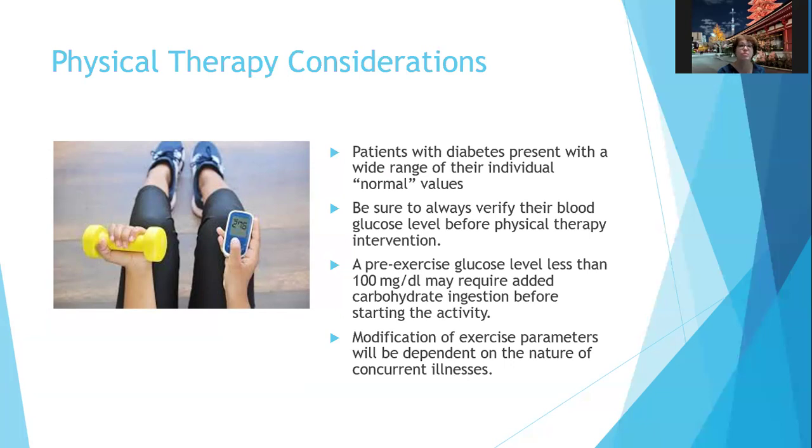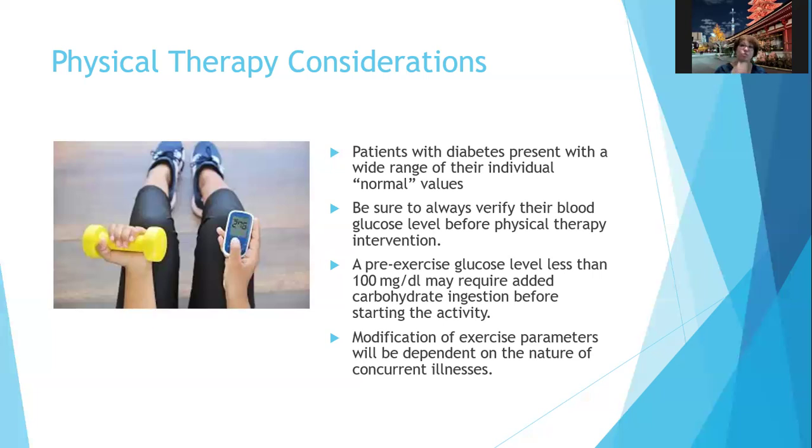So most people with type 1 diabetes have had years and years of trying to monitor their blood sugar level, and they kind of know what their tolerance is. So be sure to verify their blood glucose level before you start physical therapy. A pre-exercise glucose level less than 100 milligrams per deciliter, you might need to give them a snack before starting the activity. Modification of exercise parameters are going to depend on what else is going on with them.